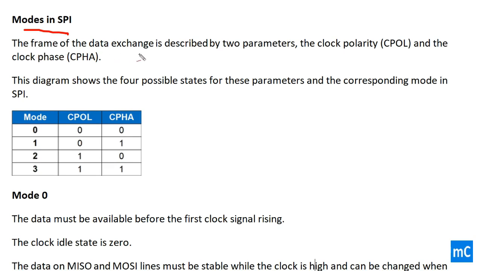Modes in SPI. The frame of the data exchange is described by two parameters, as I said earlier, that is clock polarity and clock phase. This diagram shows the four possible states for these parameters and the corresponding modes in SPI. That is mode 0, mode 1, mode 2, and mode 3. When clock polarity and phase are both 0, then it is mode 0. Like that, it goes on.